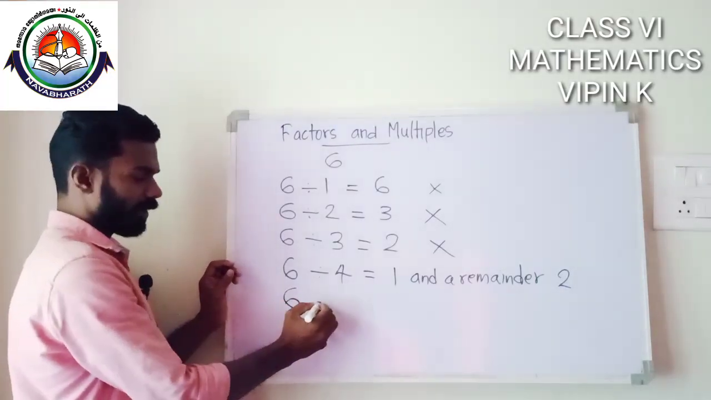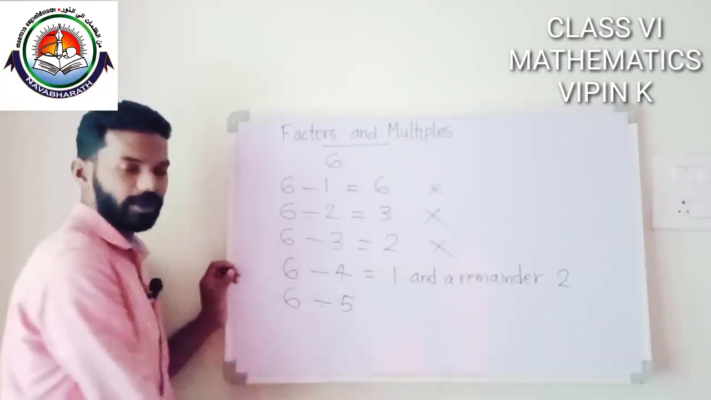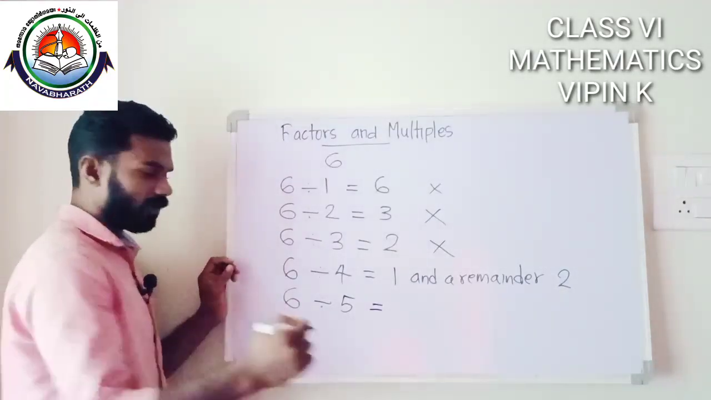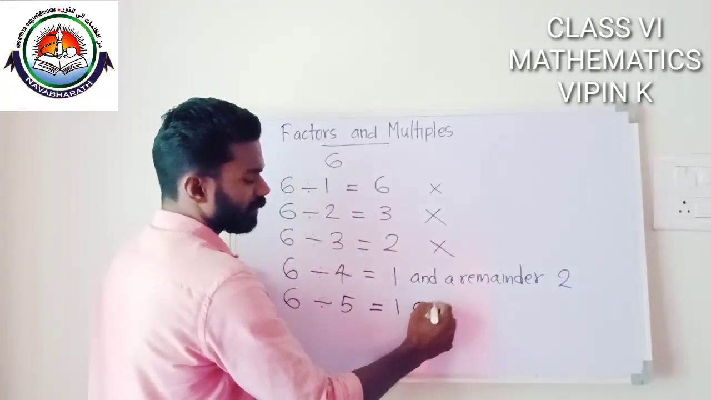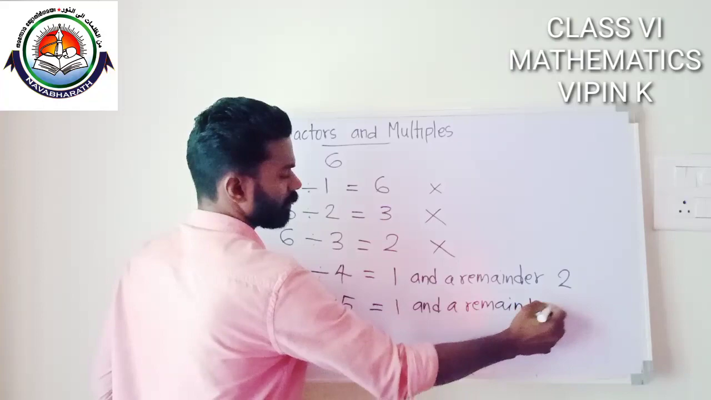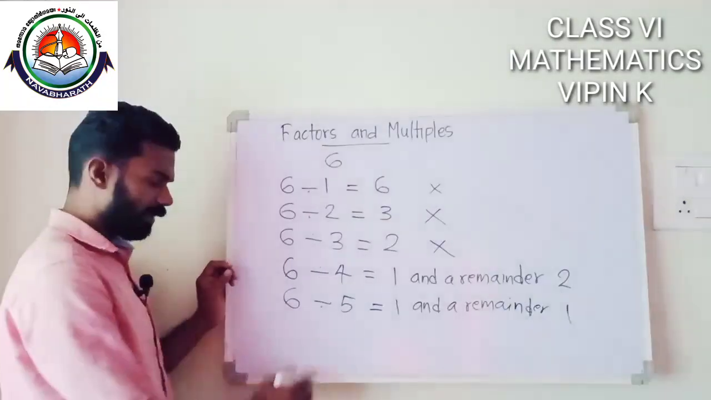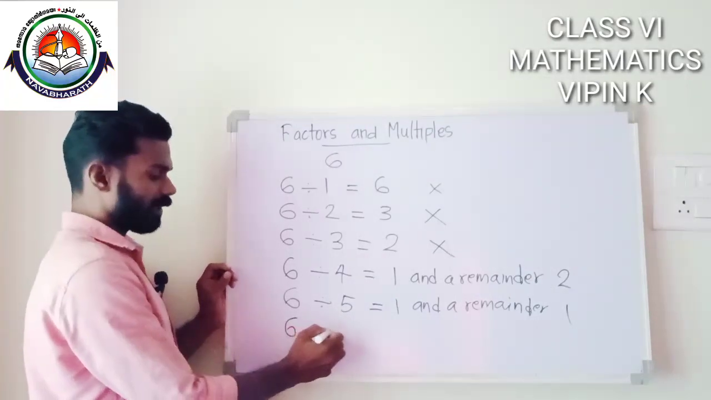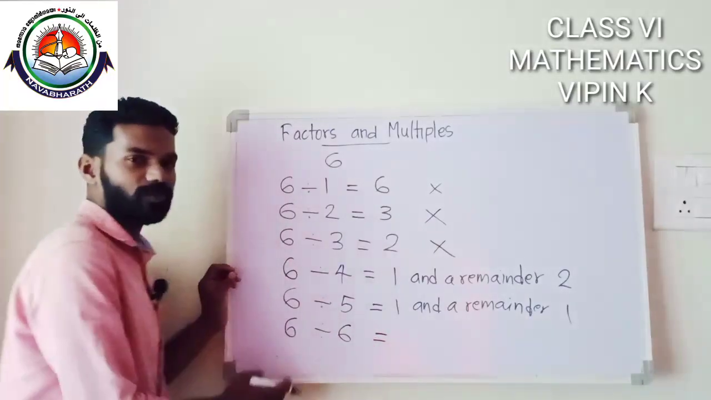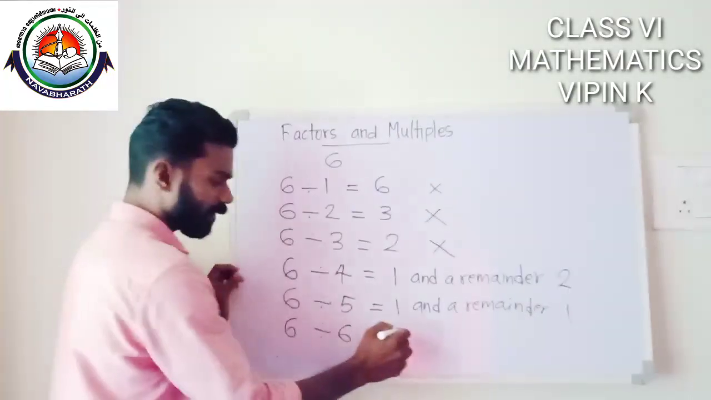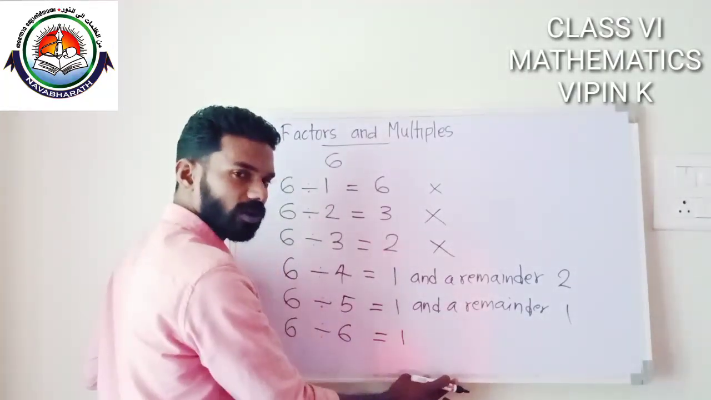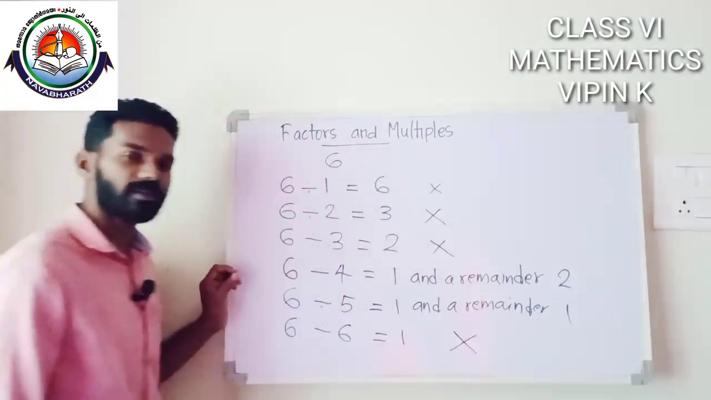And now tell me what I am going to do. I am going to divide 6 by the divisor 5. Again you can see that 5 occurs in 6 only 1 time, and there would also be a remainder 1. And finally, I am going to divide 6 by the number 6 itself. How many times does 6 occur inside 6? Only 1 time. And can you tell me whether there would be a remainder or not? Yes, there would not be a remainder.